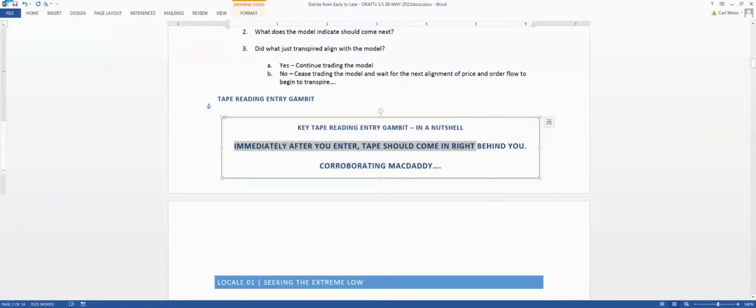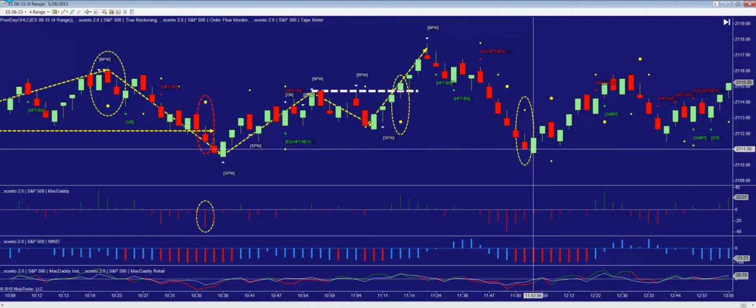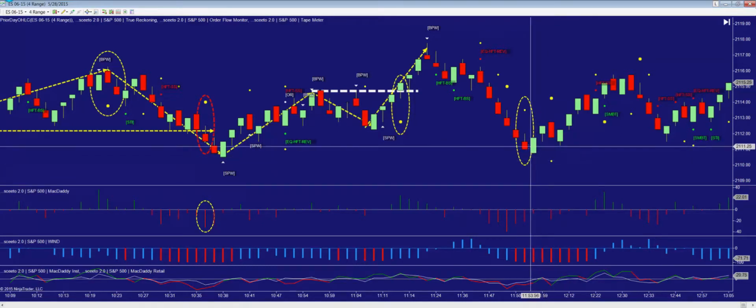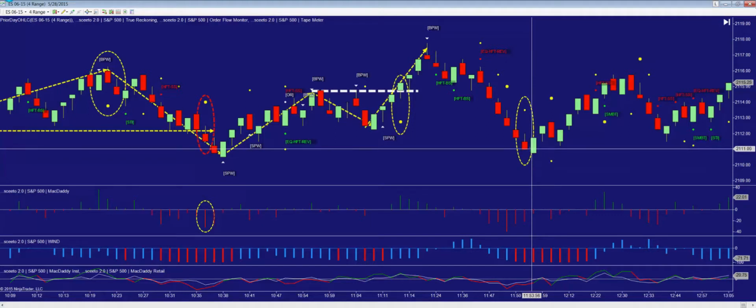Immediately after you enter, tape should come in right behind you. These are very low tolerance trades. We use that term a lot in here, low tolerance. This is a low tolerance trade. So if you waited for the close of this bar, the open, and you threw the market out, you may have likely filled at 11. And that's really great because you only need a 2 or 3 tick stop. You're saying it's the extreme low.